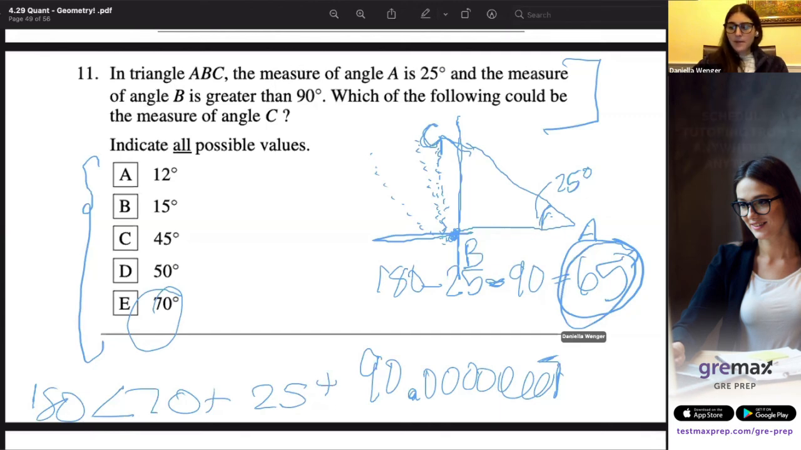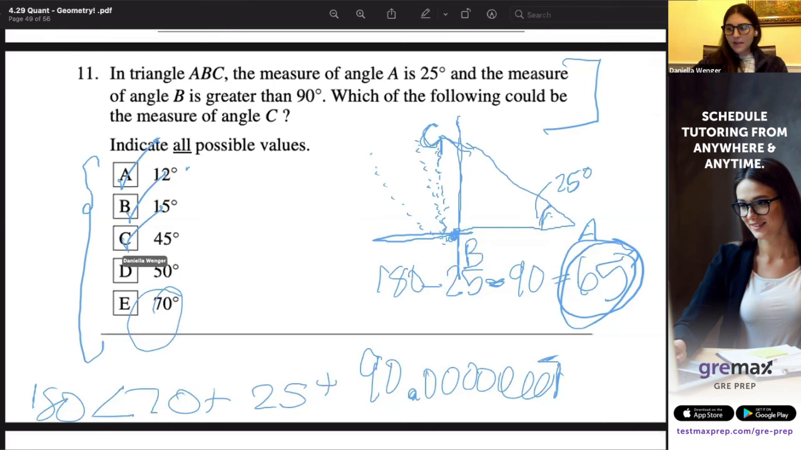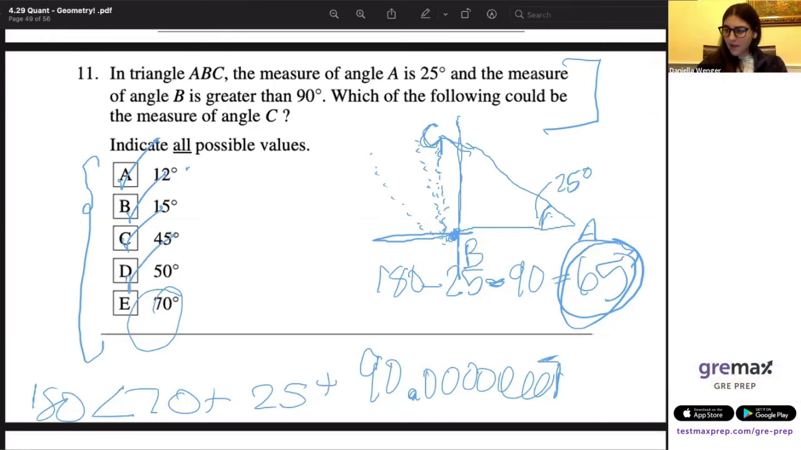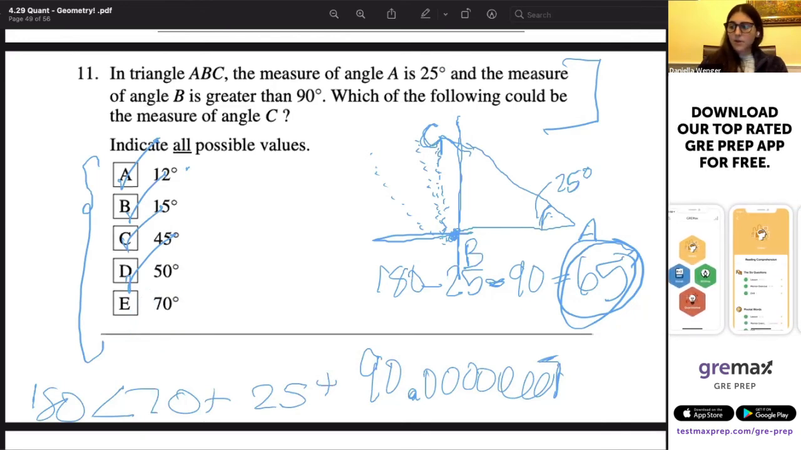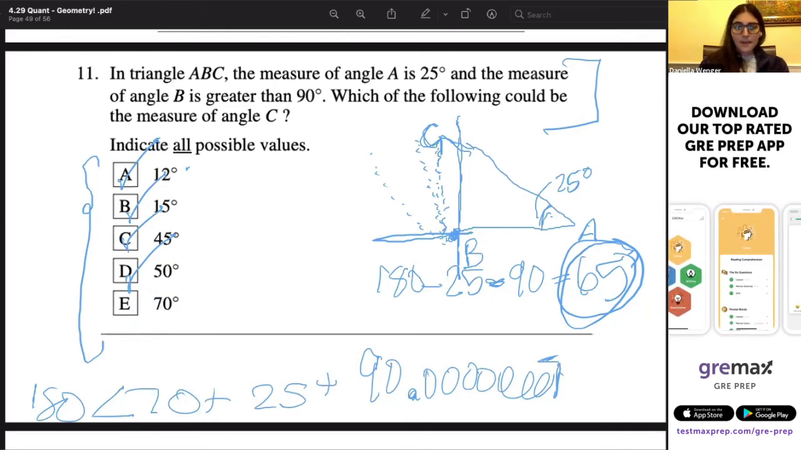And because the maximum we potentially could have is 65, A works, B works, C works, and D works, but E is not the correct answer. So just to be a little bit more clear, I'm just going to erase this. And those are our correct answers.